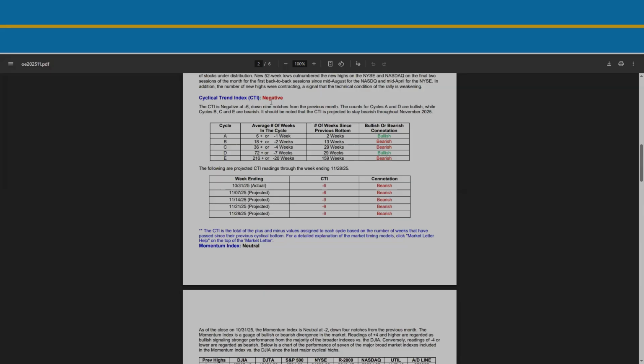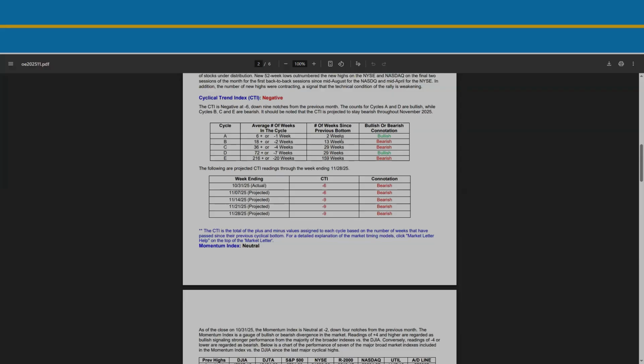And you can see that at that time, and it still is, the CTI was negative. This tells you the status of the various cycles. Remember I said there were 5 cycles? We've got A, B, C, D, and E. This tells you their duration. We looked at that before. And this is the number of weeks since each one of these cycles bottomed out. So this is how far along the cycle is.